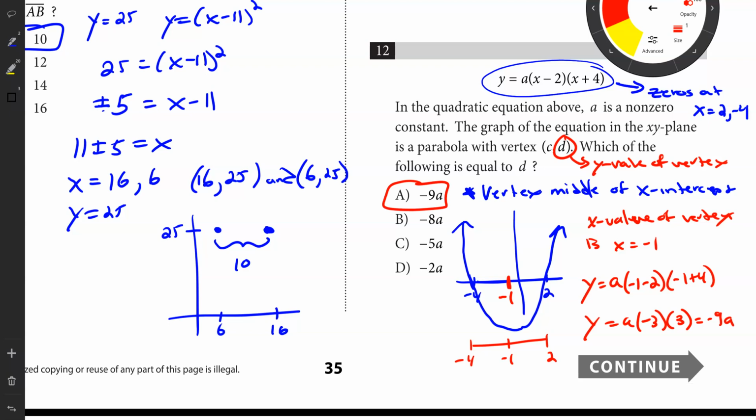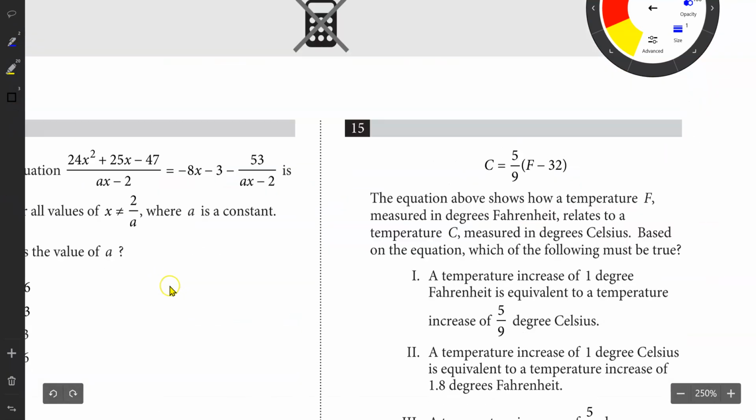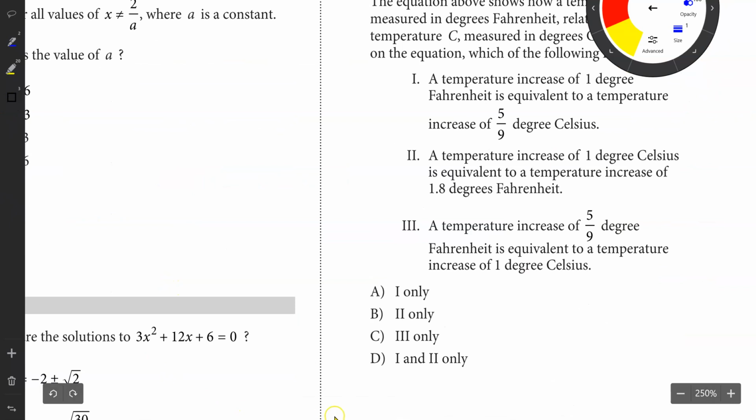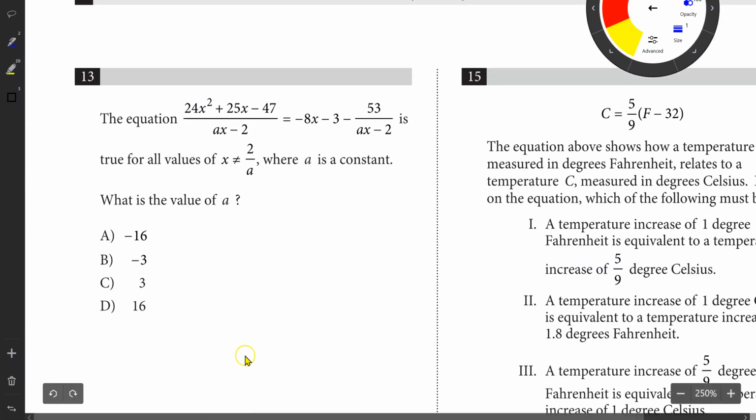Again, a very interesting question on quadratics. Probably not something you've done before, but you've covered these concepts. It's just in a unique way that they're asking you. So we had to use some x-intercept idea there. Up next we've got number 13.